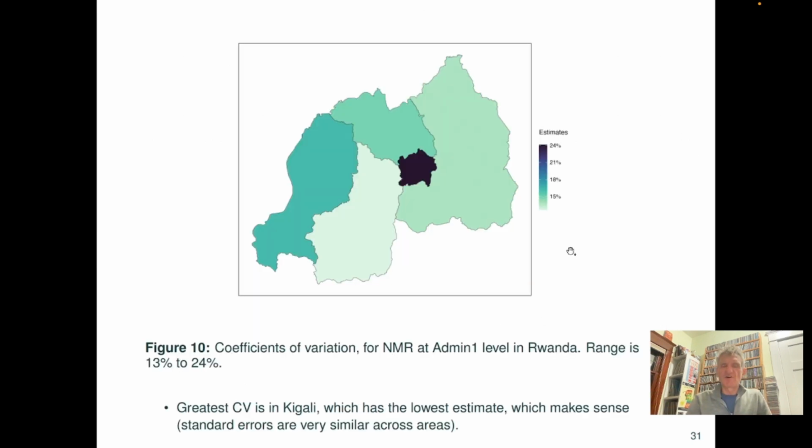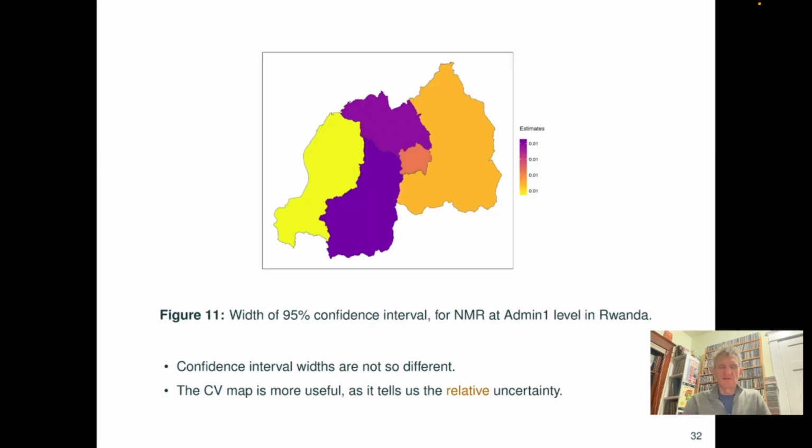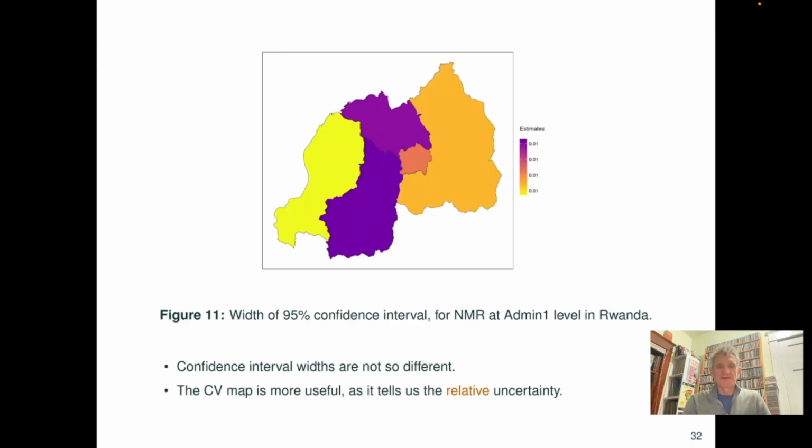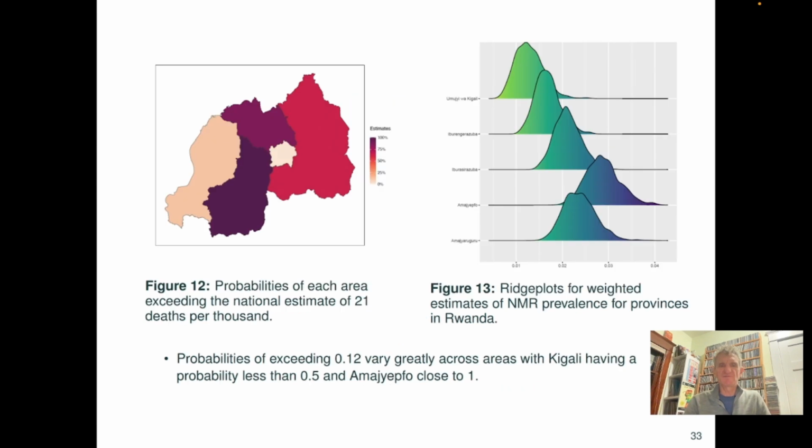Okay, so here we can plot the coefficients of variation. We see here Kigali with the highest, and this area here with the lowest. These are looking at the width of the confidence intervals, and remember from the table, they're all very, very similar here, between 0.11 and 0.14. So as I mentioned in the earlier slides, the coefficient of variation map is more useful as it tells us about the relative uncertainty relative to the point estimate.